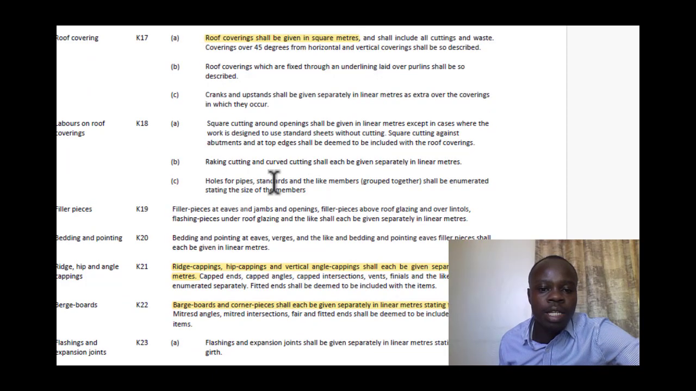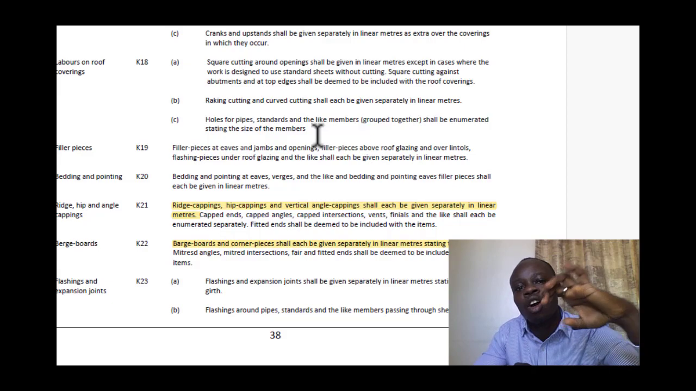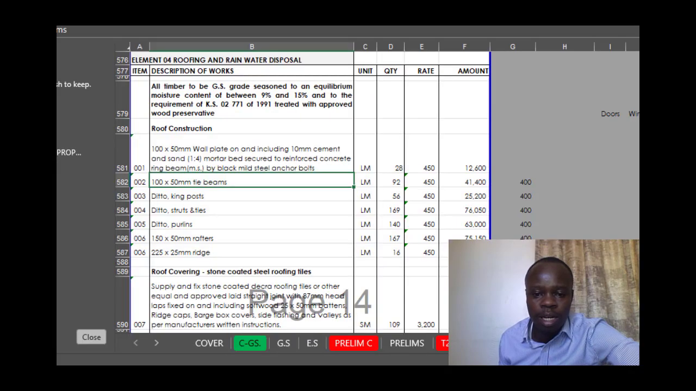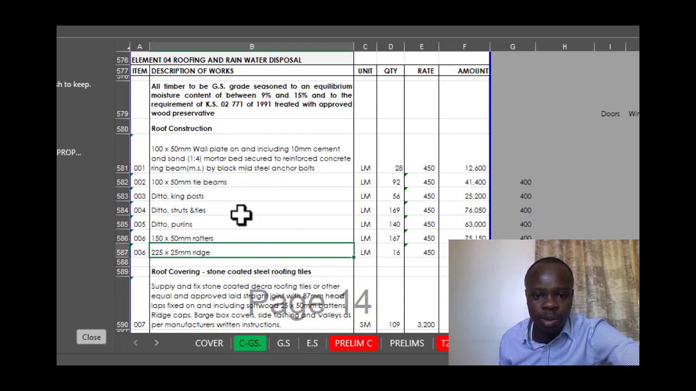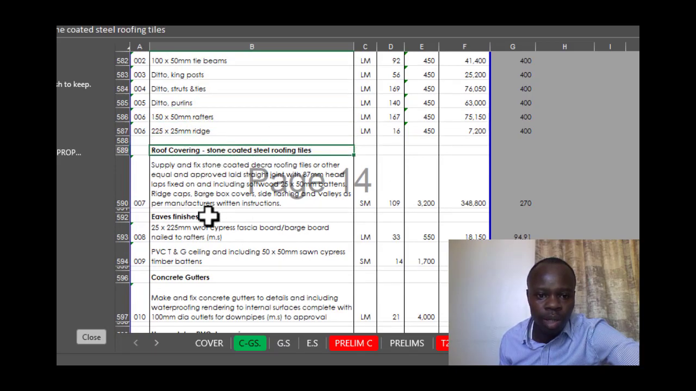So let's just move on. We talk about the ridge cappings. Of course, that is also part of the covering, but it sits on top of the ridge boards. Once you have that, just take the total linear meters for that particular item, and then you will be good. Let's see now how that has been done as well.